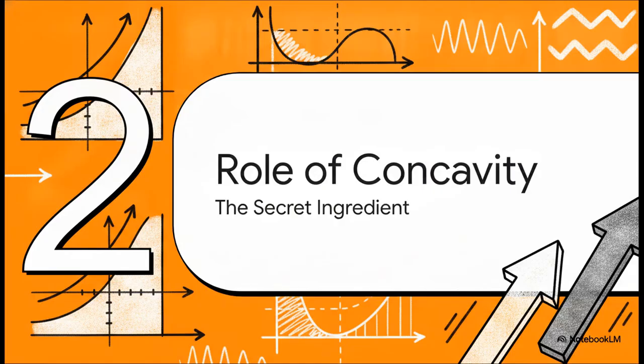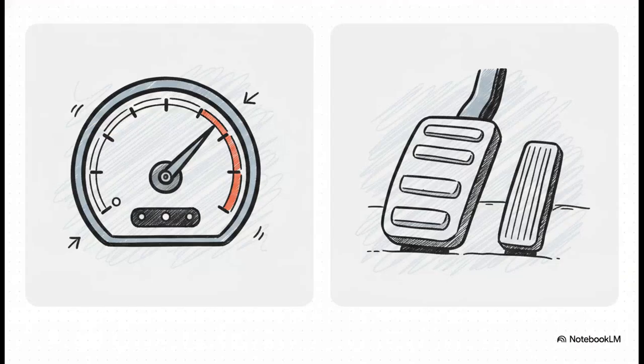Moving on to section 2. Let's talk about the role of concavity, which is really the secret ingredient here. Let's contrast these two core concepts side by side, because this is where it gets fun. As we just saw, the first derivative, f prime of x being greater than 0, determines our direction. It tells us, hey, we're moving forward. It's exactly like looking at the speedometer of your car and seeing a positive number.